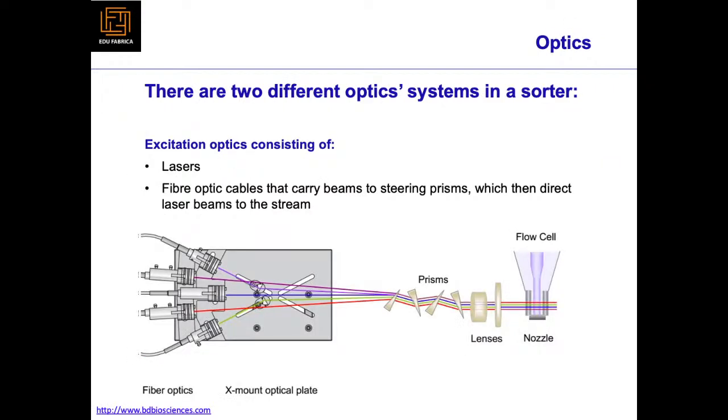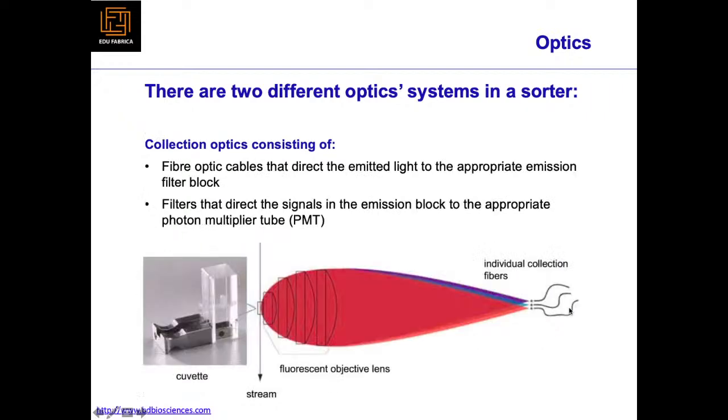So there are 2 different optic systems in a sorter. Now comes the optic systems. They could consist of lasers and fiber optic cables that carry beams to the steering prisms and direct laser beams to the stream. Here we have various lasers, 1, 2, 3, 4, 6 kinds of lasers, and they're all providing their power, and with the various prisms they're being focused and put over the flow cells. Our cells are flowing here, the stream of cells, and then they are being passed over it. So here we can see the results later on.